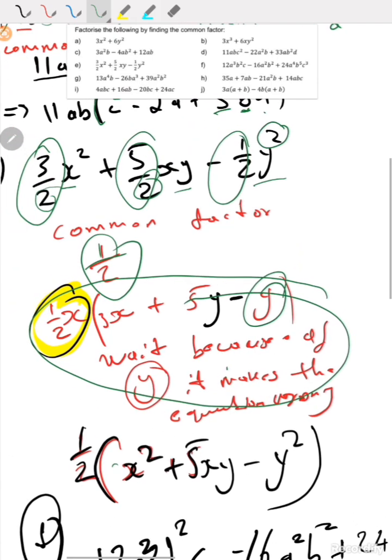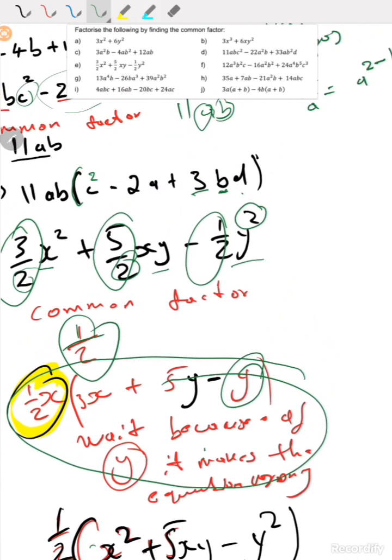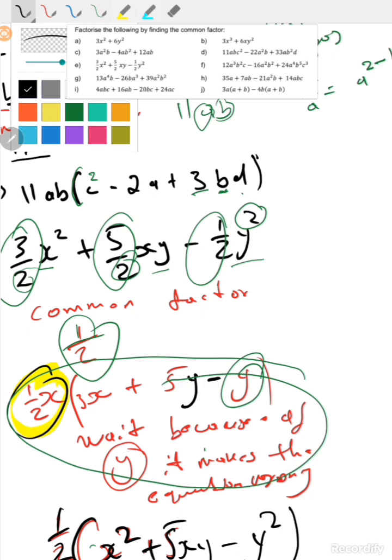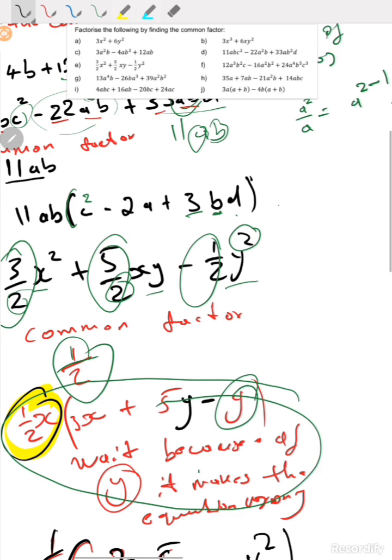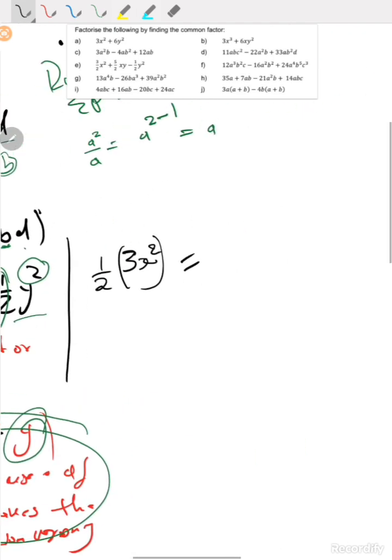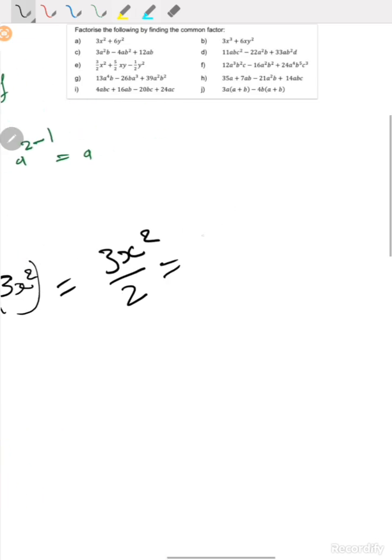Why is it like that? Because when you come here, okay, let me just use the black one. When you get here, you have to know that 1 over 2 multiplied by 3x squared is going to give you 3 over 2 x squared, like that, you see.